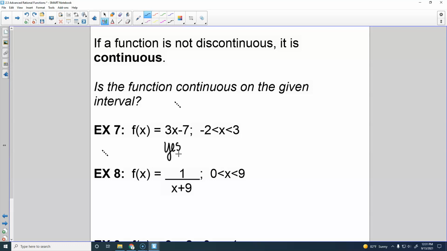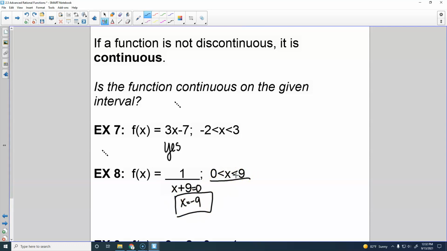If we look at number 8, Manuel, where does number 8 have a discontinuity? Not at 9, -9, because you would set this equal to 0, and you have to move it over to the other side, so you get -9 is your discontinuity here. So the question is, is this function continuous from 0 to 9? From 0 to 9, that's okay, because -9 is not anywhere between 0 and 9.